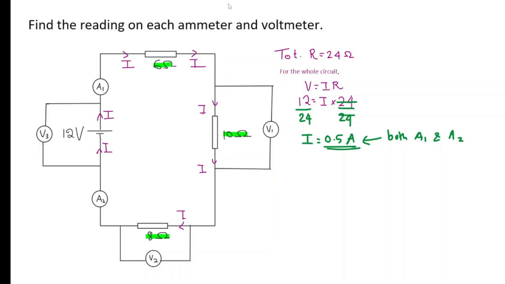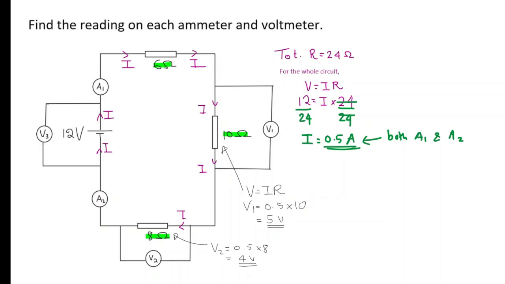Now to find the voltmeter reading here, V1, we can just write V is equal to IR. So V1 is I, the current, 0.5 multiplied by 10, so that is 5 volts. I can find the reading V2 the same way. V2 is equal to I is 0.5, R is 8. 0.5 times 8 is half of 8, 4 volts.